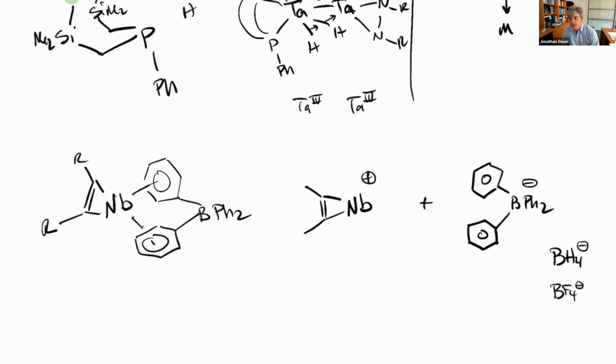So like sometimes your ligands can have a negative charge associated with them. There could be a negative charge out on that boron, and you have to neutralize that negative charge to arrive at a neutral compound overall.